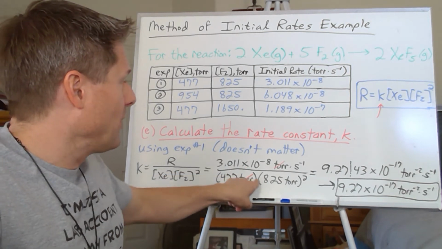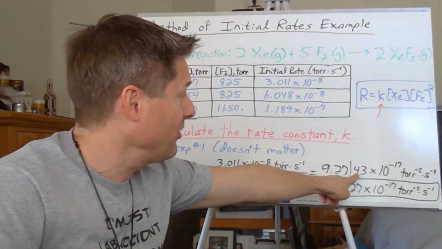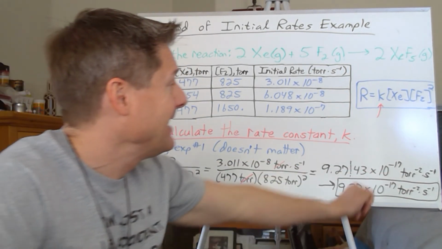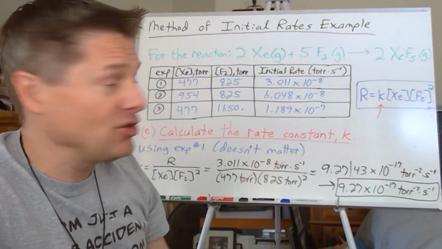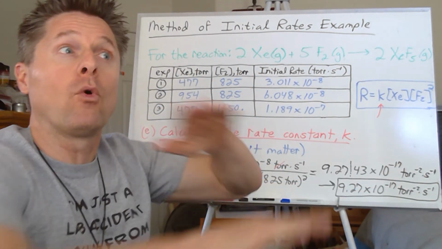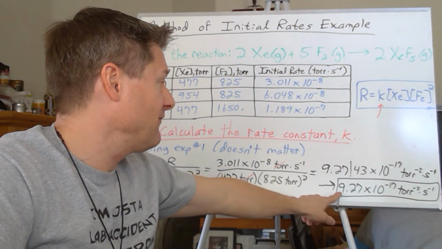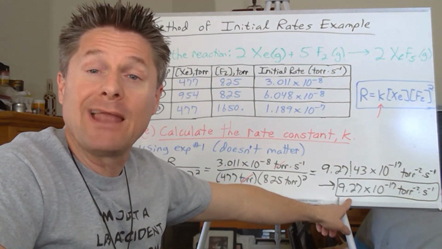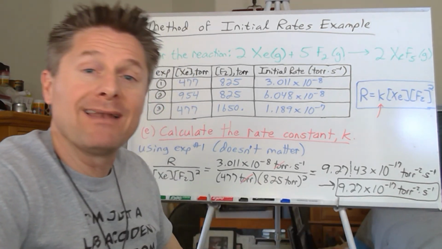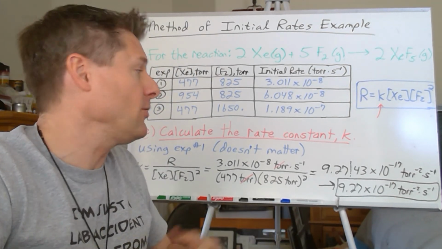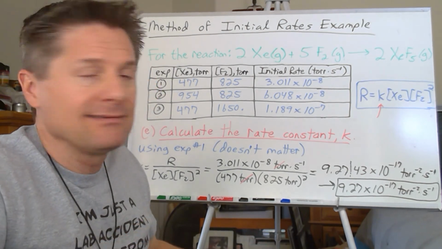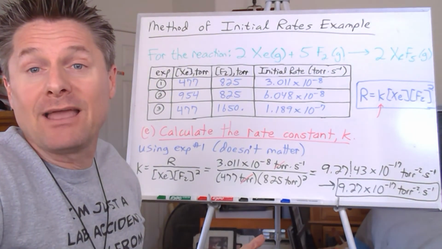Well, if I run those numbers, I get 9.2743 times 10 to the minus 17th torr to the negative 2 times seconds to the minus 1, or you can just put the torr squared and the seconds in the denominator. Good to 3 sig figs because of the concentrations. That rounds to 9.27 times 10 to the minus 17th over torr squared a second, or times torr to the minus 2 seconds to the minus 1. That's how you do that.